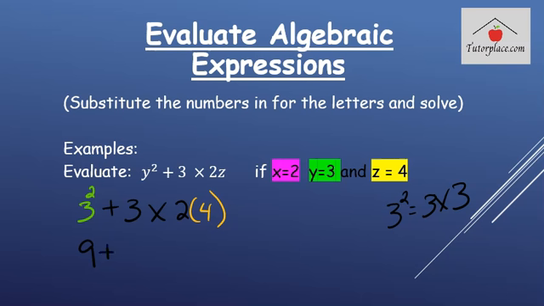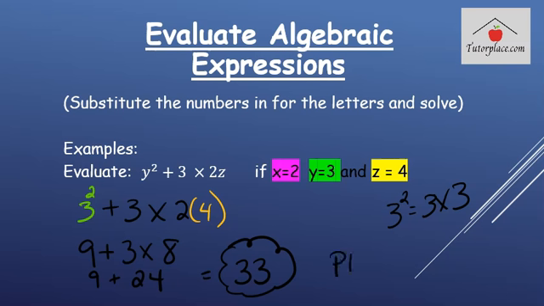9 plus 3 times, and 2 times 4 is 8. The reason I did the 2 times the 4 first is because it's been in parentheses. You could have multiplied the 3 times 2 first to get 6. You'll get the same answer. So 9 plus 24, and that equals 33. So I do the exponent. Remember that you should always follow the order of operations.